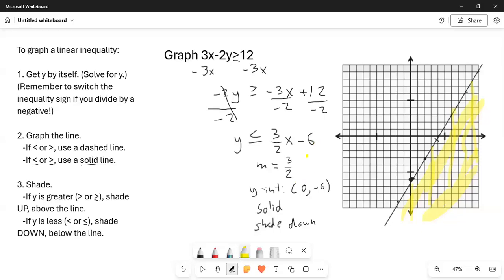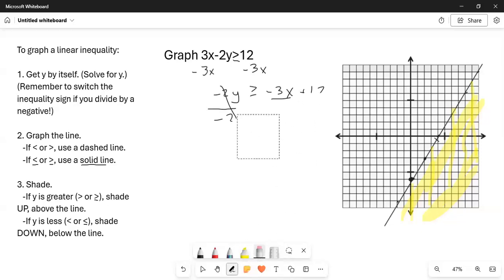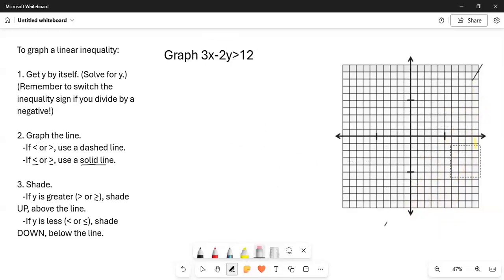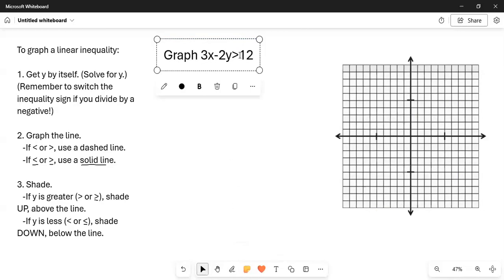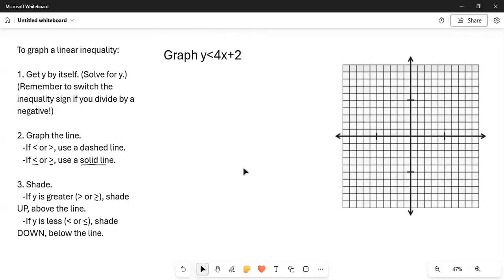Let's do 2 more examples here really quickly. We're going to do this next one. I'm going to say y is less than, well, let's just say less than 4x plus 2. Okay, so here y is already by itself. That's nice. Your slope is going to be 4 over 1.